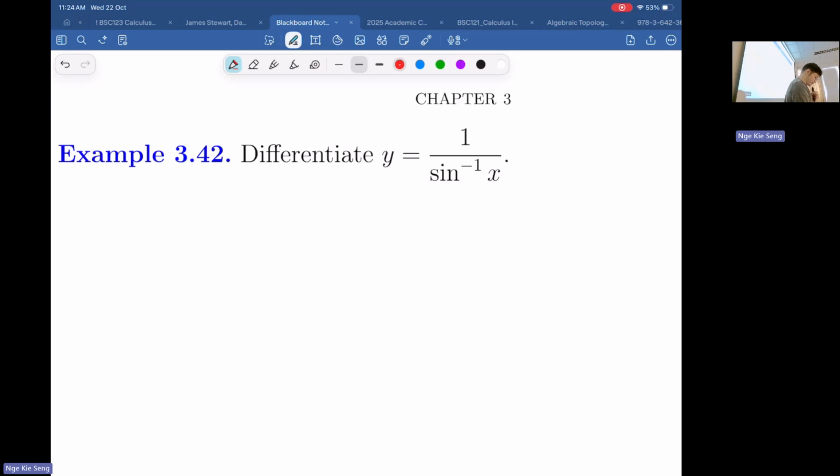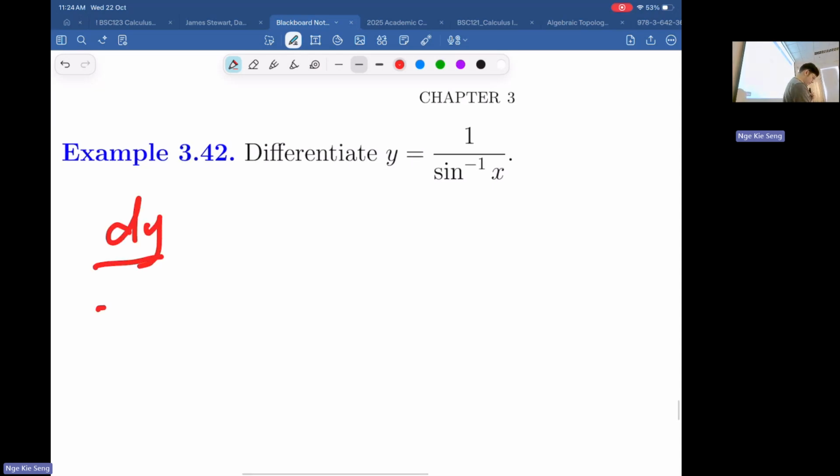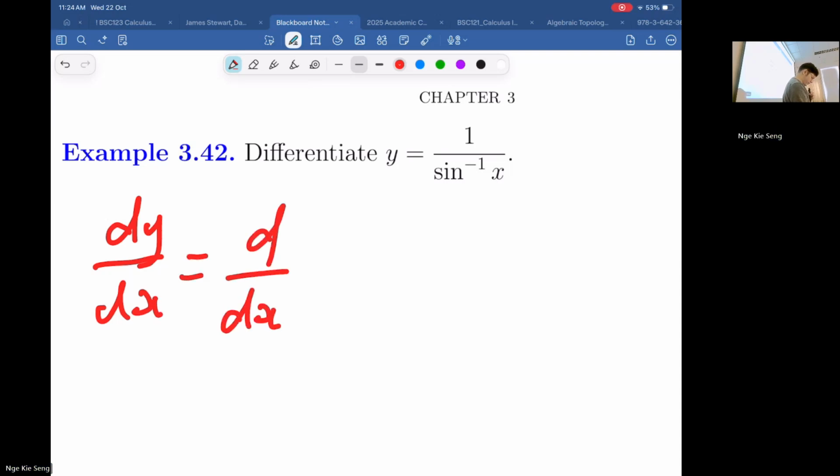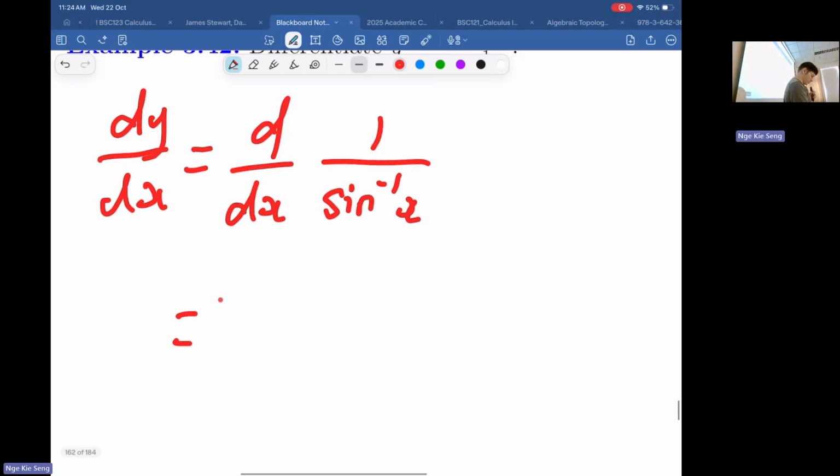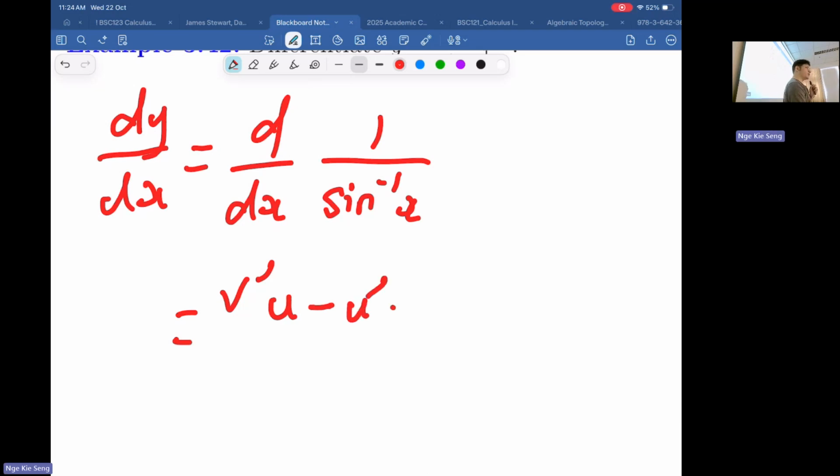And I think we can skip this part. So if you want to differentiate this, dy dx is equal to differentiating 1 over sine inverse x. So this is a quotient, right? So you should use the quotient rule. You set u equals 1, v equals sine inverse x. So what's the quotient rule formula? v prime u minus what? u prime v over v squared.